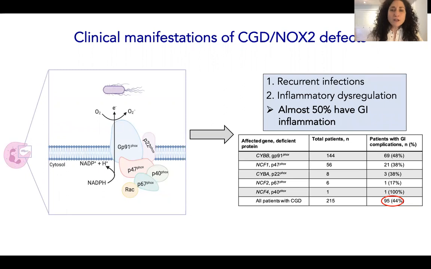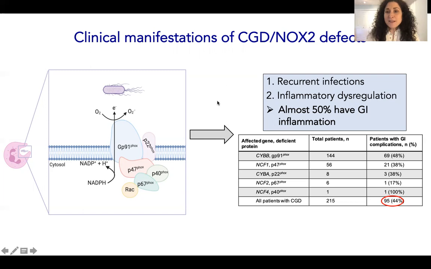So, chronic granulomatous disease, or CGD, is due to defects in any one of the subunits forming the NADPH oxidase complex 2 or NOX2. The most common form of CGD is due to defects in GP91 PHOX, which are inherited in an X-linked fashion and affect 65% of patients with CGD. The second most common form of CGD is due to defects in P47 PHOX, which are inherited in an autosomal recessive fashion and affect 25% of patients with CGD.